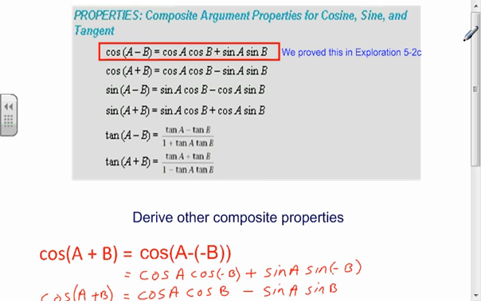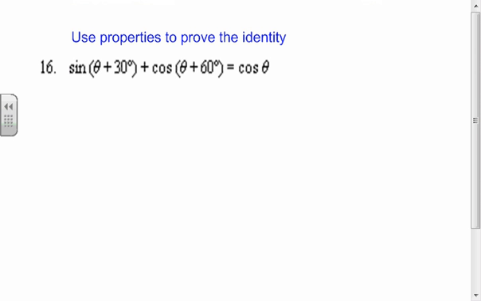And it's kind of messy, but anyway, you just need to be able to apply those things. I want to do one example that uses the properties to prove an identity. Prove the identity that sine of theta plus 30 plus cosine of theta plus 60 is equal to cosine theta.